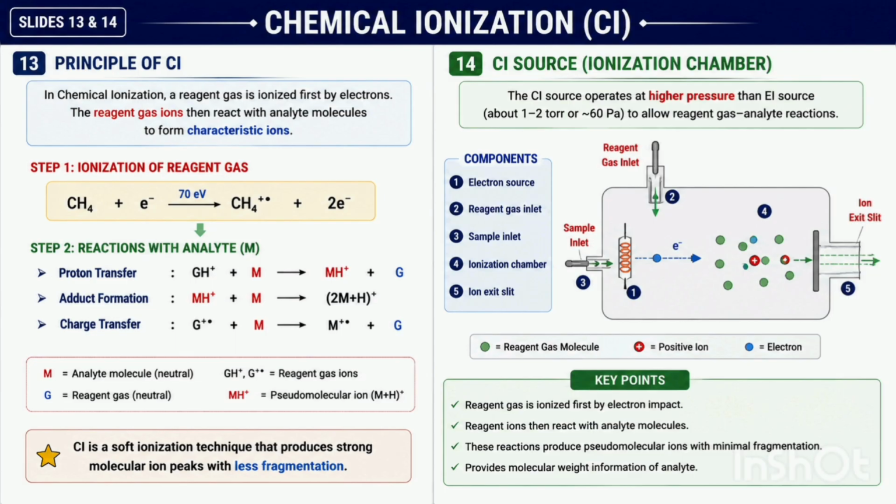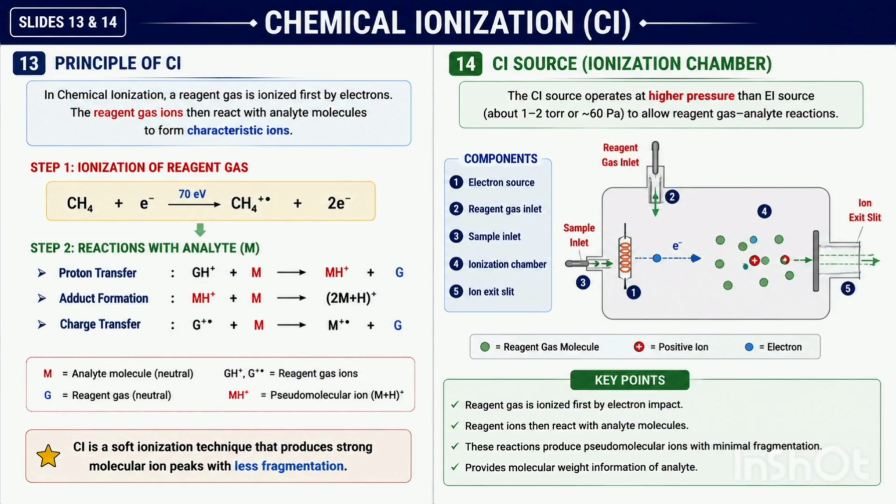Let's understand the CI process more clearly. Suppose methane is used as the reagent gas. First, methane is ionized by the electrons. CH4 plus electron gives rise to CH4 plus radical plus 2 electrons. Then the primary methane ion undergoes reaction and generates more useful reagent ions, particularly CH5 plus. For example, you can see CH4 plus radical plus CH4 gives rise to CH5 plus and CH3 radical. The important reagent ion is CH5 plus.